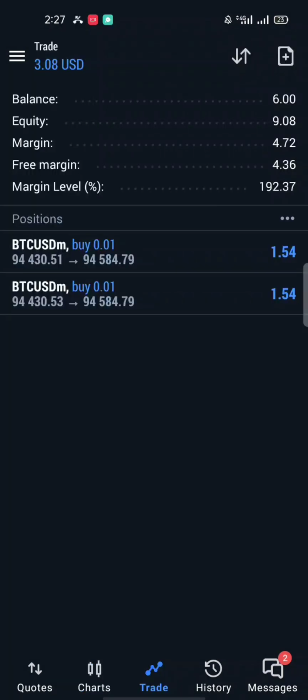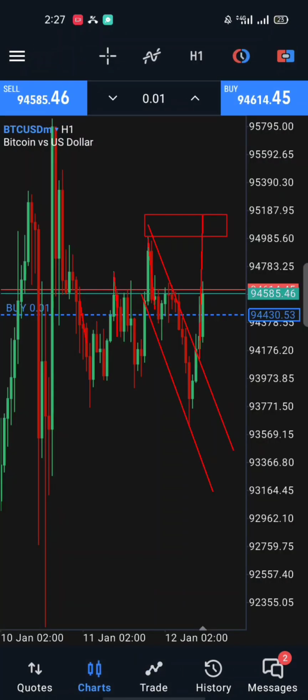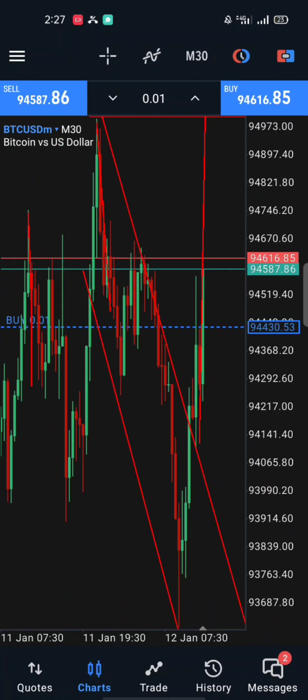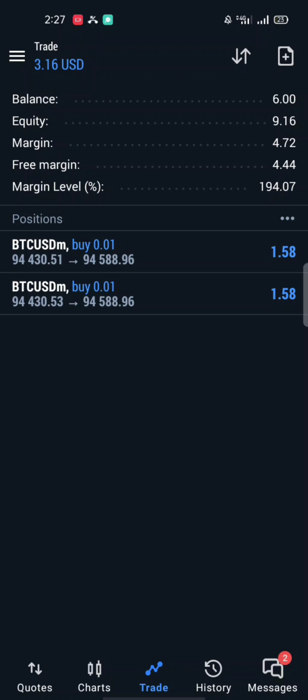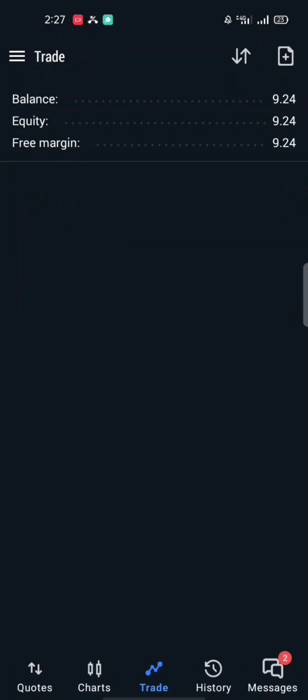So guys, at this point we're currently up $30 in profit. The trade is buying further in our direction, as anticipated. Currently I'll be closing out the trade in profit, closing the position at this point. I'm currently up $9.24.